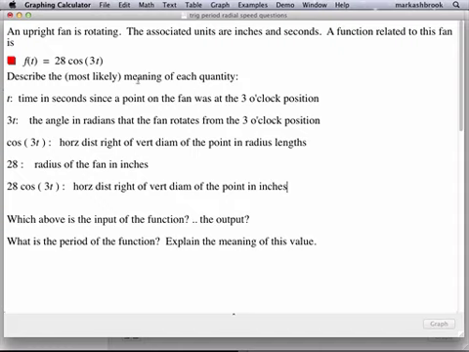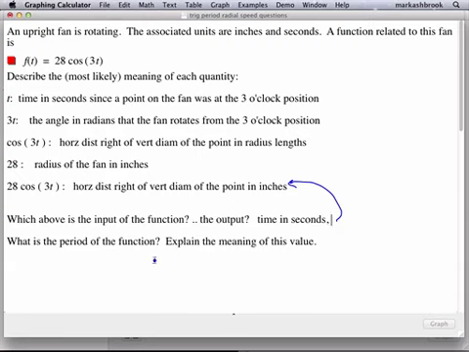Okay, what's the input of the function? What's the input of the function f? Time. Time is the input. 3t is the argument, but time is the input, in seconds. What's the output? This thing in inches, right? This thing we just described is the output.